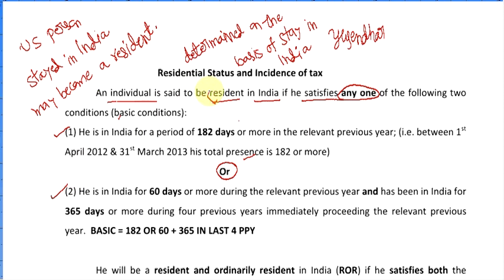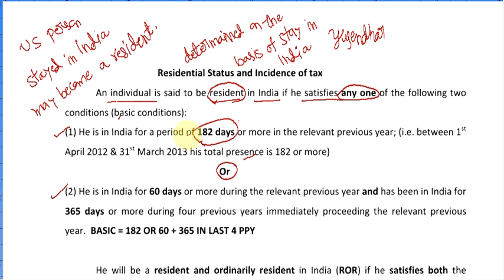An individual is said to be a resident in India if he satisfies any one condition. The first condition is that his total stay in India is 182 days or more. The minimum of 182 days he must stay in India to become a resident. All of us Indians are continuously staying in India, not going to other countries. In a year of 365 days they live at least 182 days, so they become residents.